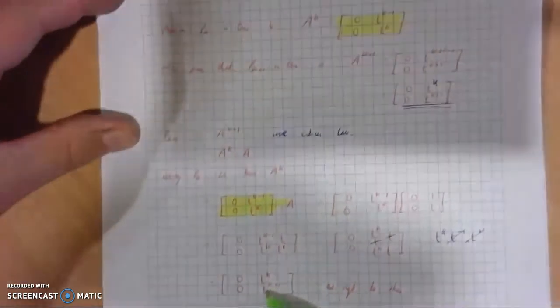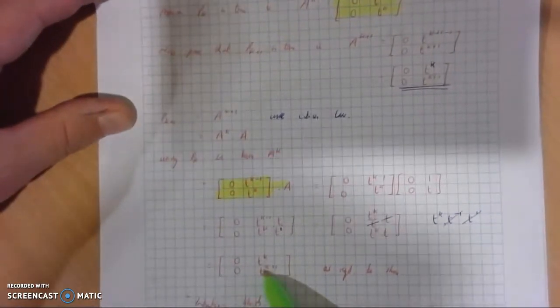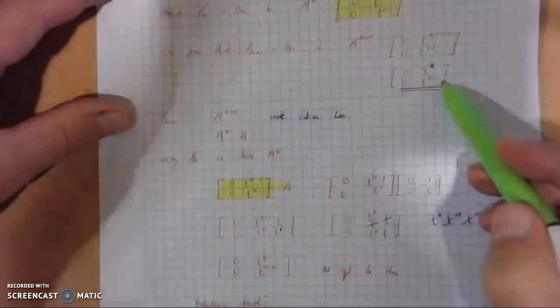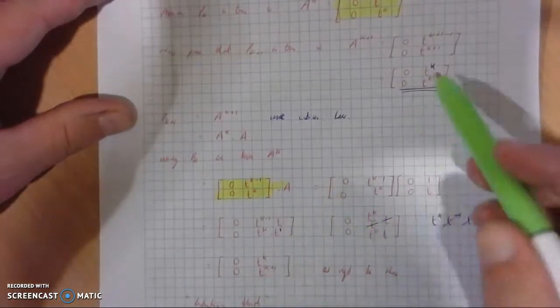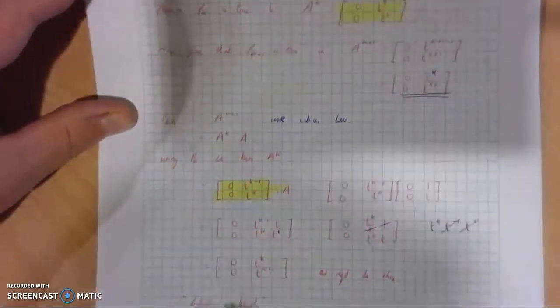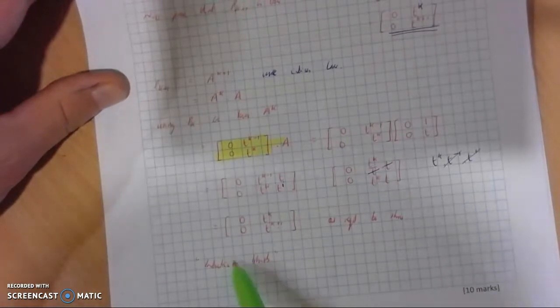And then when we check back, okay, this is what we've just found, this is what we're trying to prove, and we can see that they're the same, and we include our induction blurb as normal. I hope that helps.